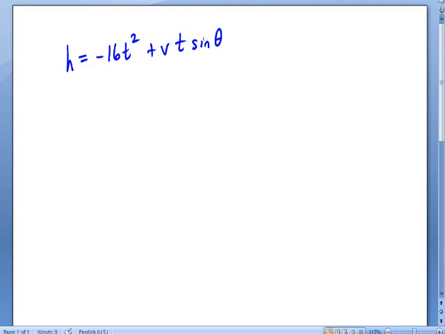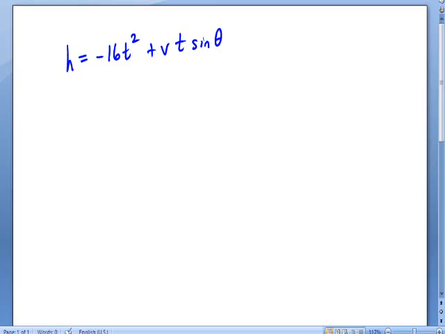In this problem, h is the height of the object after t seconds. So t is the time component in seconds. The v is the velocity of the object as it was launched. And theta is the angle at which the object was launched above the ground when compared with the horizontal.